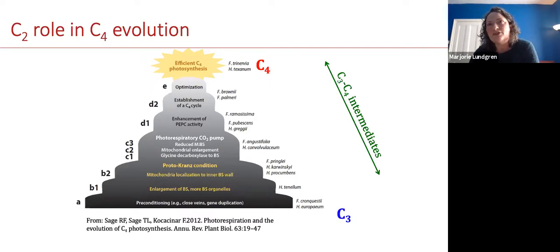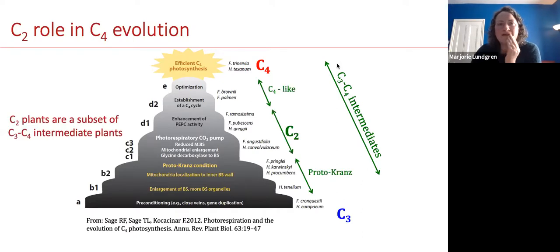Anything that falls in between those two typical C3 and C4 phenotypes is going to be considered a C3, C4 intermediate. But then you can break that down into more steps. Within that C3, C4 intermediate, you'll see their protokranz, which are just an anatomical preconditioning step for the most part. And then this is where C2 photosynthesis comes into play.